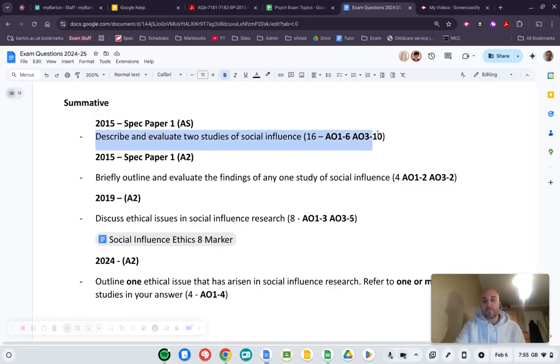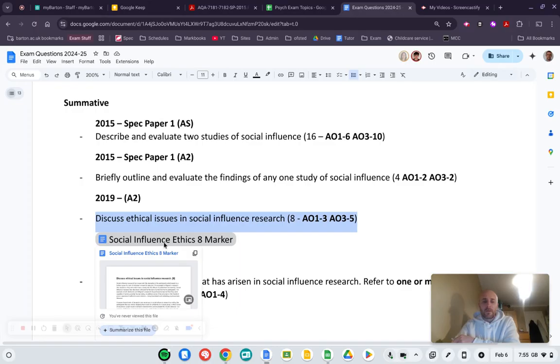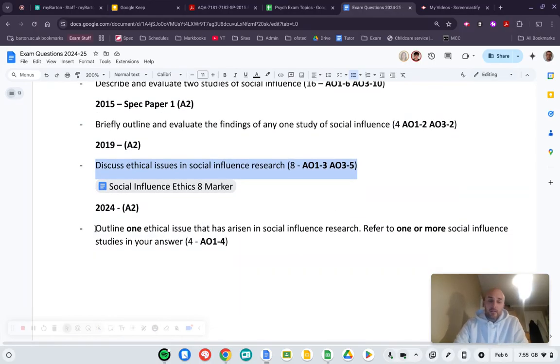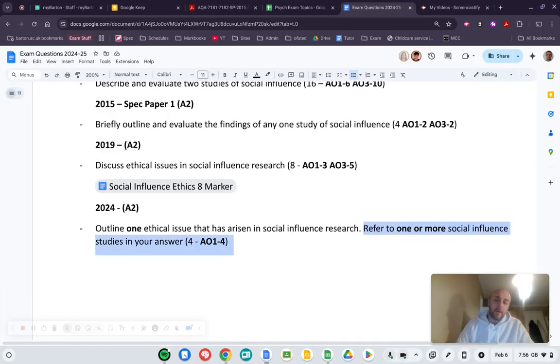It is a spec paper, but describe and evaluate 2 studies of social influence. Just quite general. This one from a few years ago really threw the cat amongst the pigeons. Discuss ethical issues in social influence research. There is a model answer for that just here, by the way. And then finally, last year, outline 1 ethical issue that has arisen in social influence research, 2 marks. And then refer to 1 or more social influence studies in your answer. So be on the lookout for those sorts of questions, ones that don't fit.